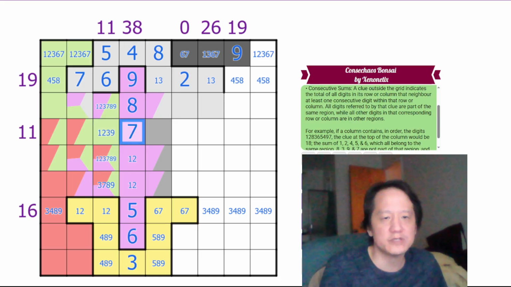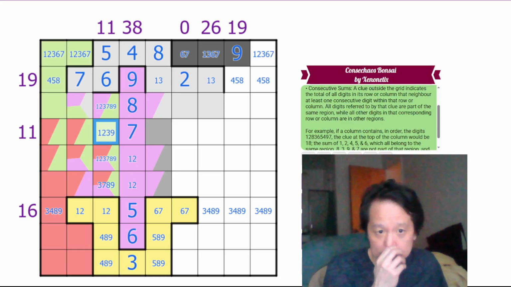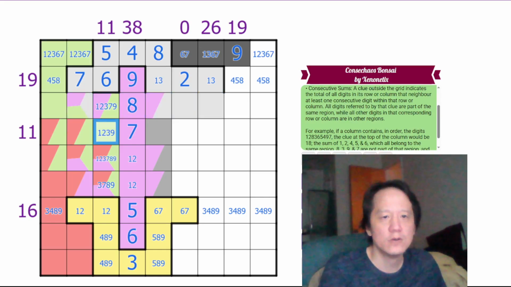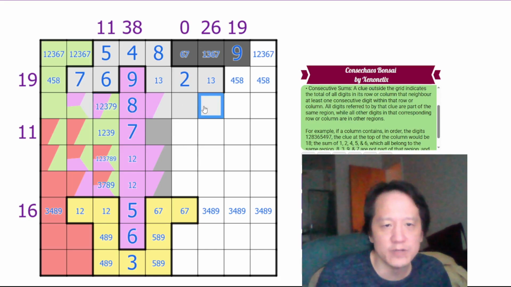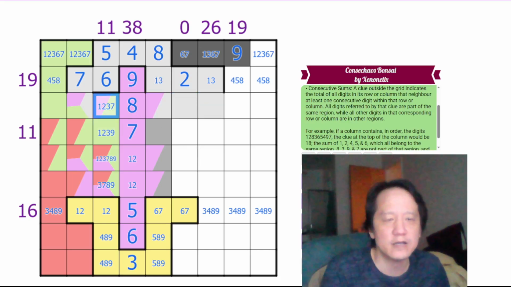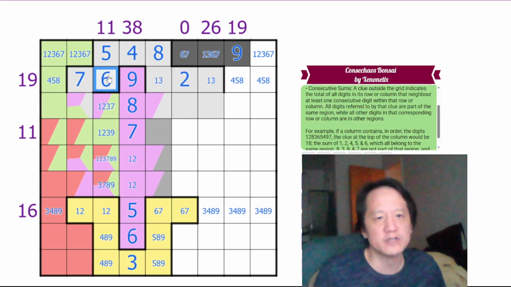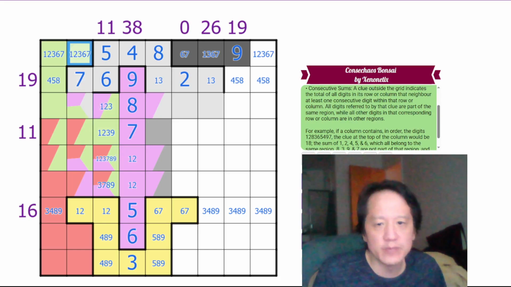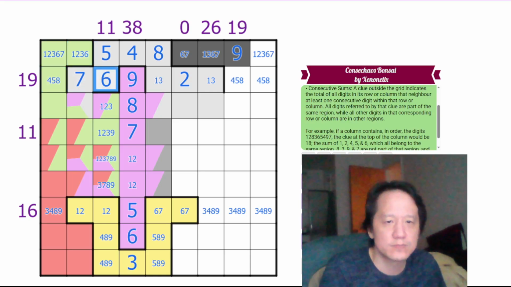It cannot be 8 because those two would then be consecutive. This can't be 8. This could be 9. We don't know. We don't have any constraints in row 3. Oh, but the 9 has to be one of the light cells, so this can't be 9. This can't be 7 because that would be consecutive with 6, so this is 1, 2, or 3. This 7 eliminates 7 here. None of these could be 6 or 7 because those would be consecutive.